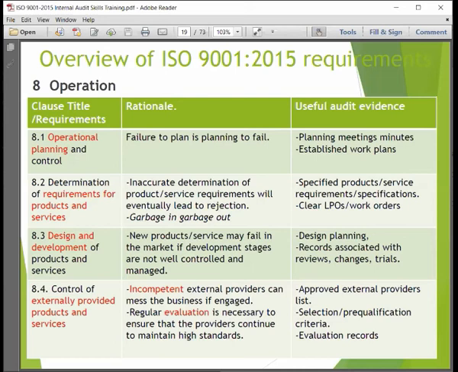Still in the operation, this will go now to where they are buying products or services from outside, administration or wherever. Control of externally provided products is a requirement. You have to control who you are engaging externally to provide or to be part of what you provide. Why? Because incompetent external providers can mess up the business if engaged. Regular evaluation is necessary to ensure that the providers continue to maintain high standards.